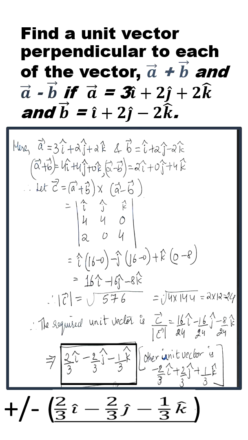By adding and subtracting the components of vectors A and B, we find the vectors A plus B and A minus B. Then we find its cross product by writing in the determinant form and solving the determinant. After that, we find the magnitude of that cross product. It is 24. So the required unit vector will be the vector C upon its magnitude. The answer is 2 by 3 i cap minus 2 by 3 j cap minus 1 by 3 k cap, plus or minus, because you know that the unit vector can be in any of the directions.